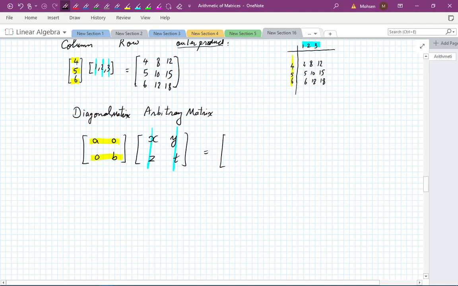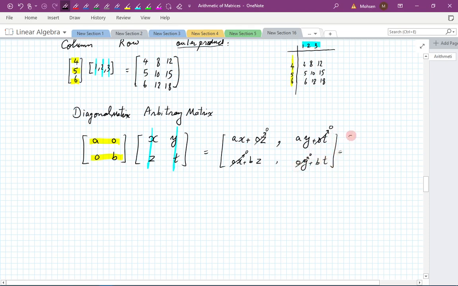So what happens here? Yellow row times blue column as a dot product. So let me write it all out. AX. Next item is 0 times Z. Well, that is of course 0. The first yellow with the second blue, so that's going to be AY plus 0T. Again, that's just 0. Second yellow with the first blue, so it's going to be 0X plus BZ. So that portion goes away. Second yellow, second blue, so it's going to be 0Y plus BT, and again this one goes away.